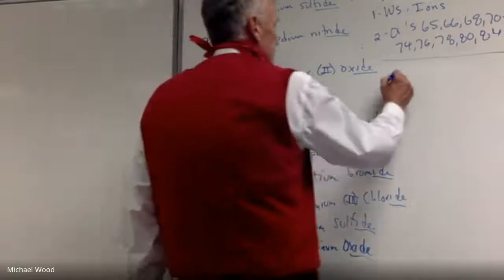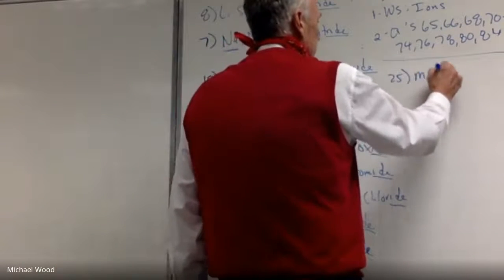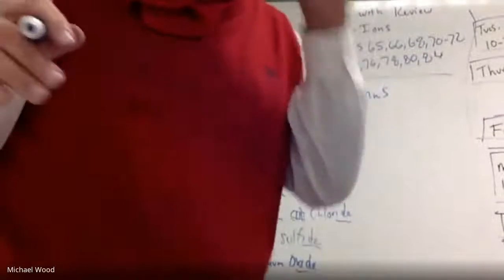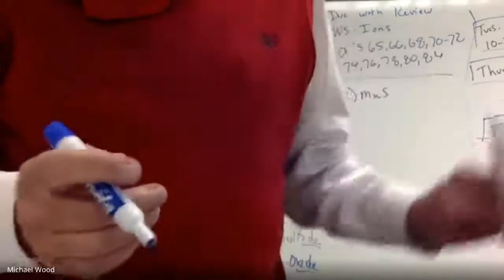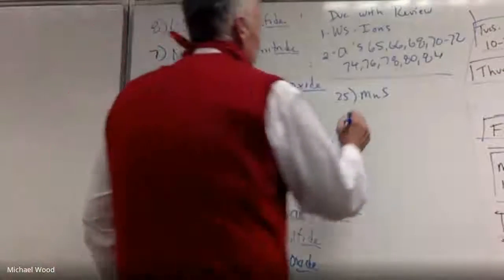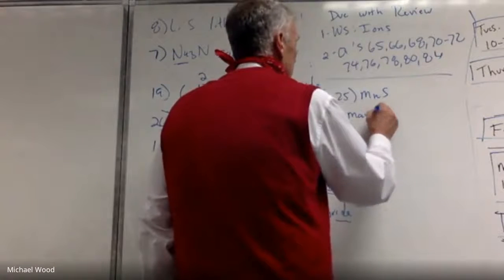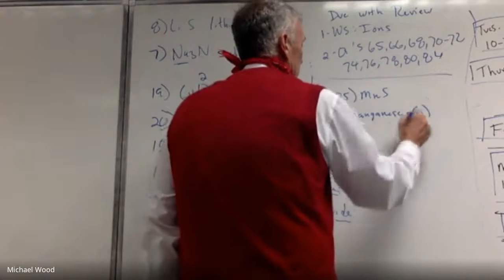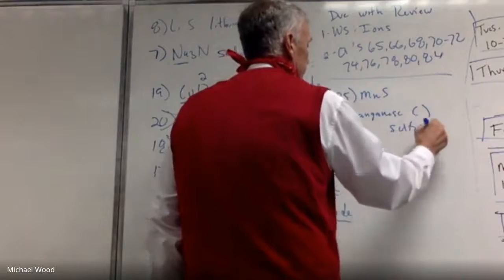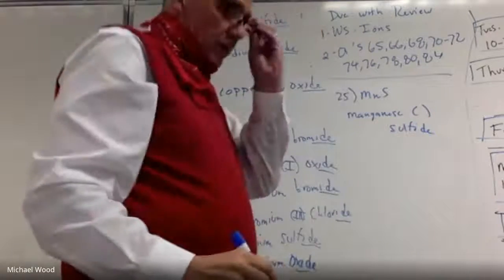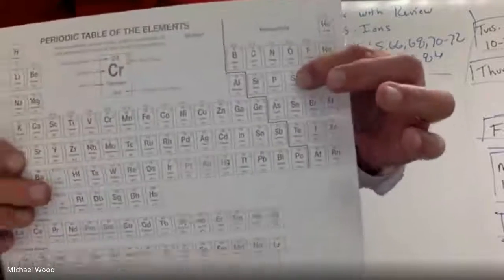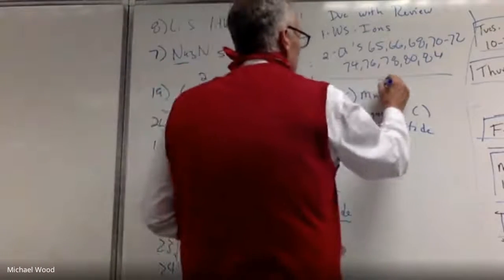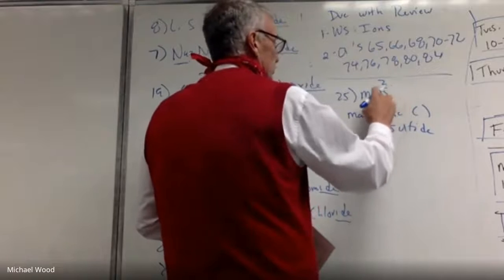25 MnS. So again, I look up Mn on the periodic table, and Mn is right in the middle. It's right here. So this is a type 2. This needs a Roman numeral. So I've got manganese and then sulfide. Okay, and then if I go back and I look up the charge of sulfur, sulfur is a 2. Its number is a 2. So 2 times 1 is 2. Divided by 1 is 2.